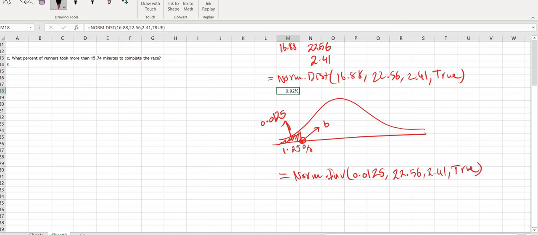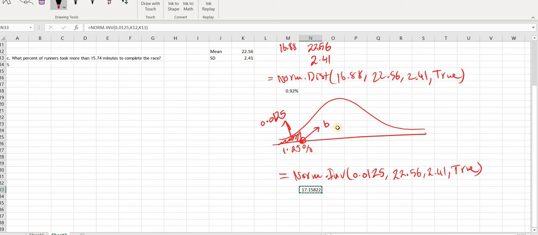It might be a good idea just to type the mean and the standard deviation in cells and use them instead. So I'm going to do that. The mean is equal to 22.56, and the standard deviation is equal to 2.41. Now I'm going to use these numbers. Equals NORM.INV of 0.0125, comma, the mean. I'm going to click on the mean, comma, the standard deviation. I'm going to click on the standard deviation, and then close the parenthesis. Okay, so that is the number.